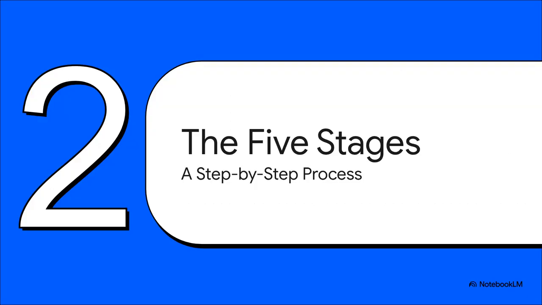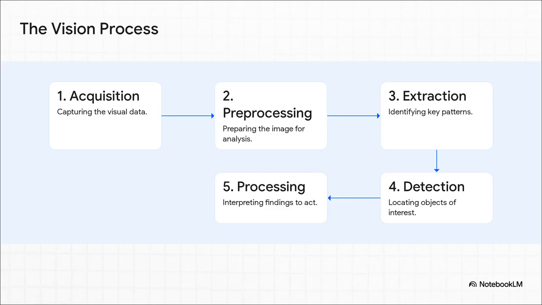Okay, so the machine has the image as a giant spreadsheet of numbers. Now what? How does it go from that to actually understanding anything? Well, it follows a very structured 5-stage process. It's like a pipeline that turns raw data into something useful. Think of this whole thing like a digital assembly line. It starts with acquisition, just getting the picture. Then it moves to pre-processing, which is all about cleaning it up. After that, extraction and detection find the important stuff, and it all leads to the final stage, high-level processing, where the machine figures out what it all means. Let's walk through each one.